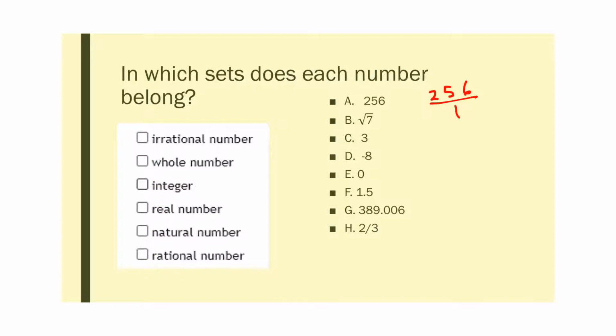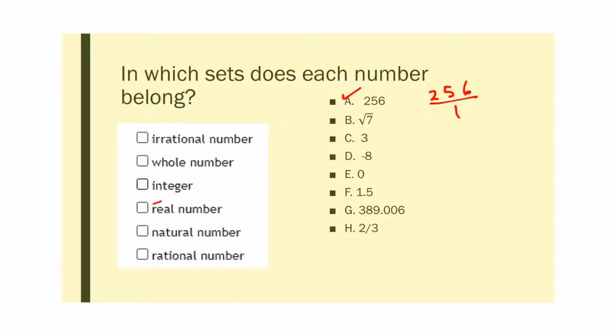And then we've got the square root of 7. The square root of 7 is an irrational number because if you find the decimal equivalent, you'll find that it neither terminates nor repeats. So that means it's not a whole number or an integer, but it is a real number. It has a decimal representation. It just doesn't have a terminal or repeating decimal portion. So it's those two things.